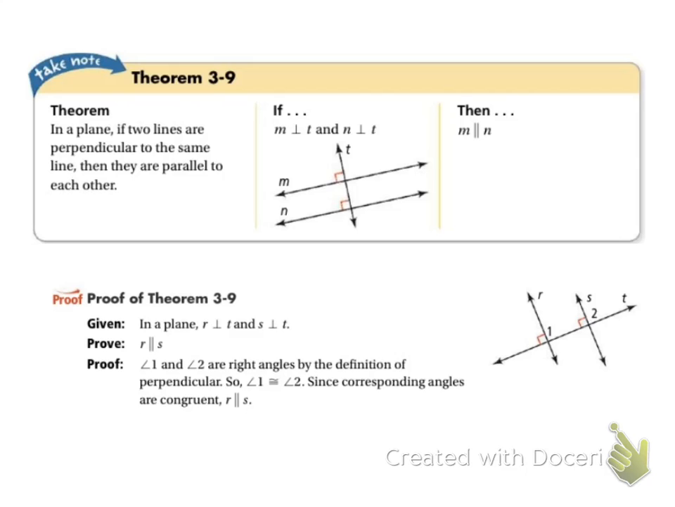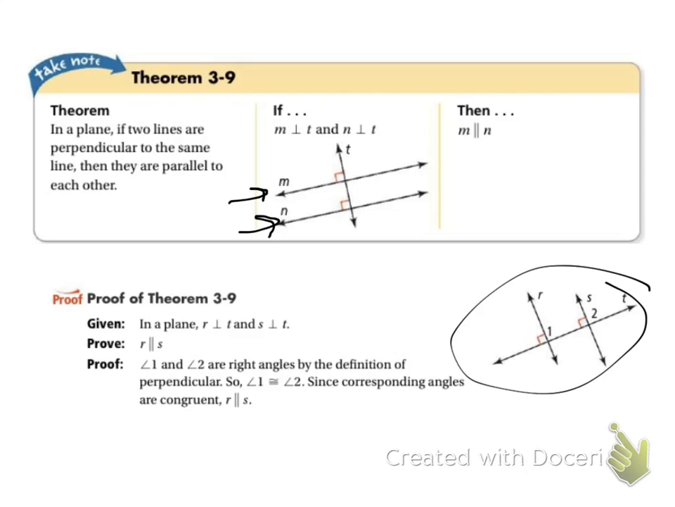Alrighty, our next theorem says that if M is perpendicular to T, perpendicular, remember, means that they're making a 90-degree angle, and N is perpendicular to T, then M and N are parallel. This proof is a pretty short one.